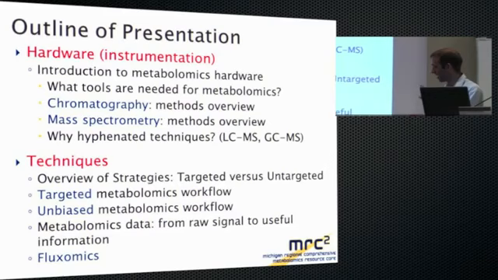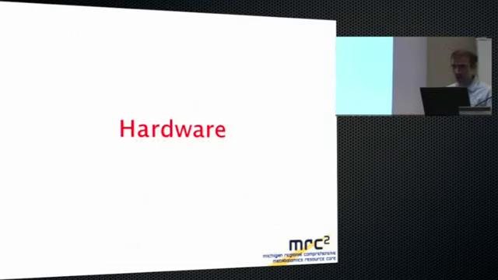We'll just look from the lowest level raw signal to the beginnings of useful information. We'll take it a lot further later. And then we'll spend some time talking about fluxomics, which is a specific technique that some of you may be interested in, or may find yourself interested in at a future date. It's different from the obvious approach of trying to measure the concentrations of as many metabolites as possible. So we'll spend some time talking about that. Okay, hardware.